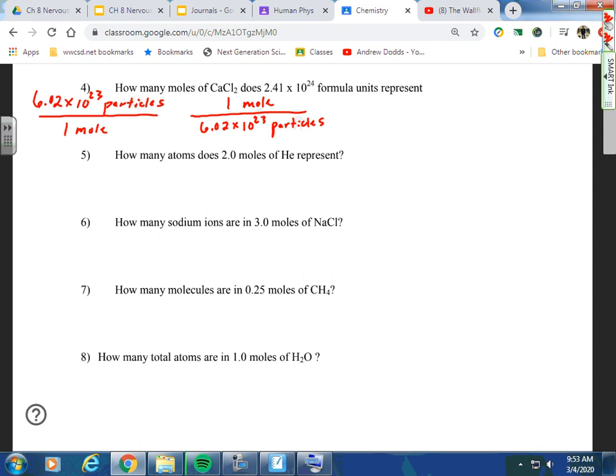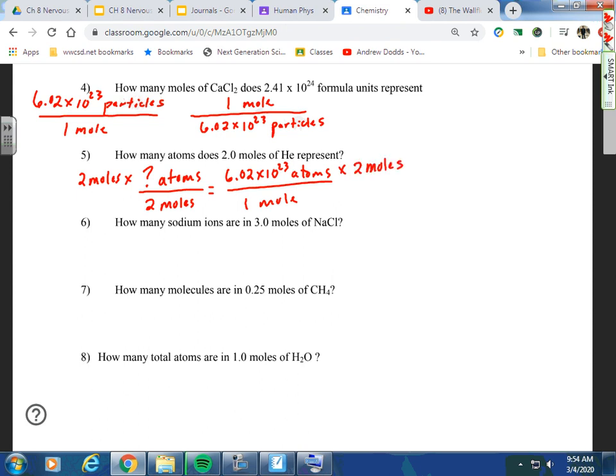See what you like. But the comparison method for this: if I've got 2 moles and I want to know how many atoms there are in 2 moles, if I know there are 6.02 times 10 to the 23rd atoms in 1 mole, to solve for the number of atoms I would multiply both sides by 2 moles. That would cancel that. So the number of atoms equals Avogadro's number times 2 moles over 1 mole.